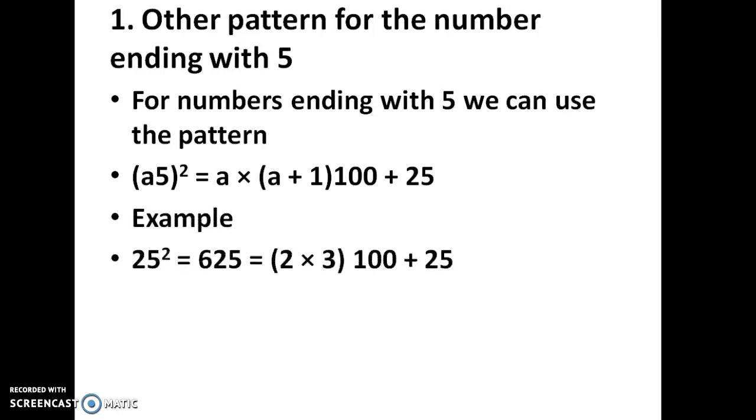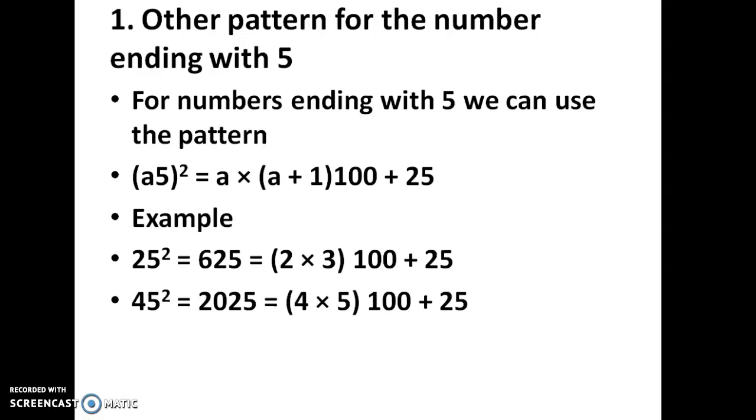So for example, we will take 25. Here a is 2 and it is ending with 5. So how do we find it? We will use this pattern. a is 2, then a plus 1 is 3. 2 into 3 is 6. 6 into 100 is 600, plus 25. So 600 plus 25 is equal to 625.